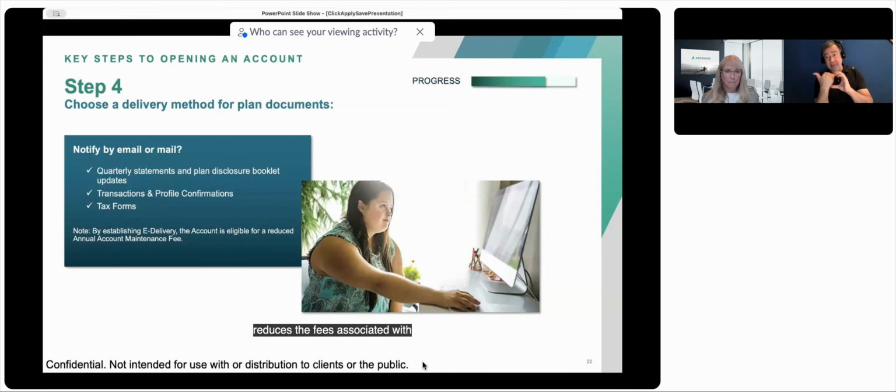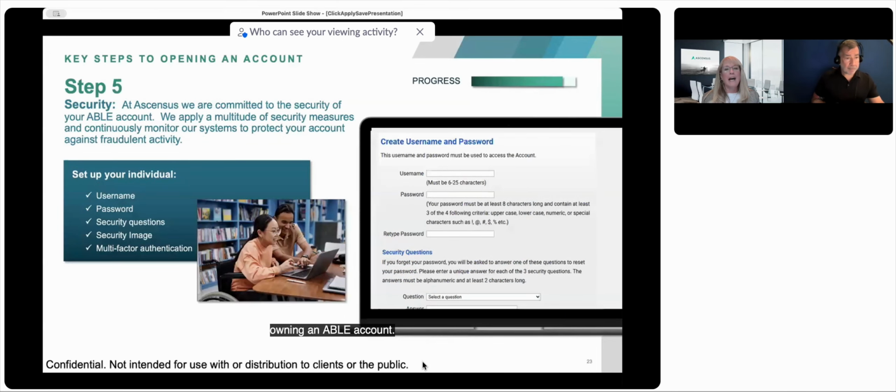Next slide, please. All right, step 5, security. We all are concerned about security, right? At Ascensus, we are committed to the security of everyone's ABLE account. We apply many different types of security measures and continuously monitor our systems to protect your account against fraudulent activity. Not only do we ask for username and password, we also have security questions, a security image, and multi-factor authentication.